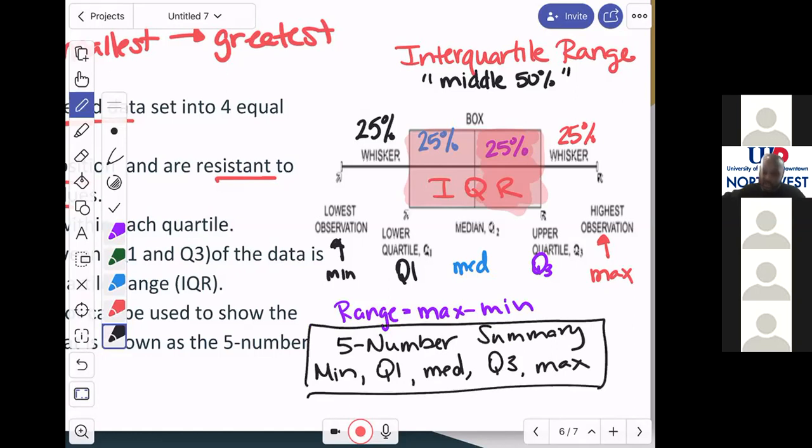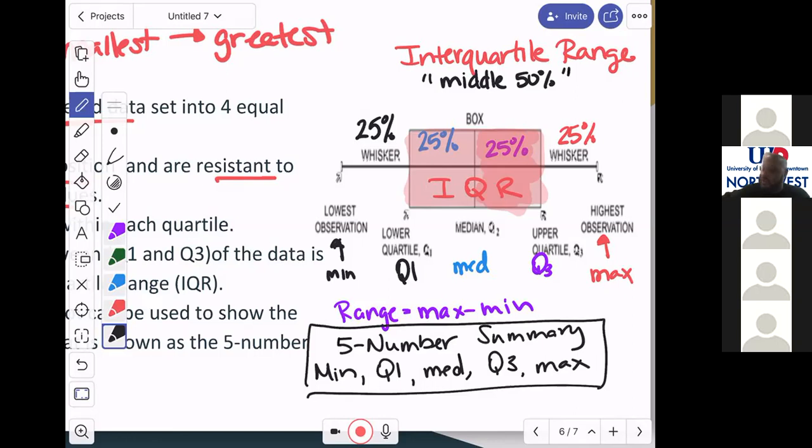And they give you the positions of the data. And again, like we were talking about the mean and the median being resistant versus non-resistant. Remember, resistant measure means that outliers do not affect it. The median is a resistant measure. The outlier does not affect it.